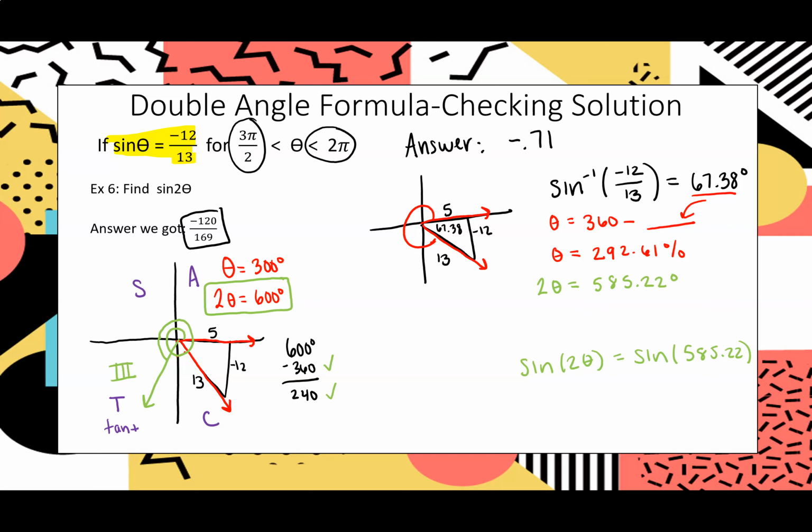Okay, what is that equal to? I put this right here in my calculator, and I get negative 0.71. Now you should notice right here that we are happy because we got a negative 0.71 from doing this fraction, and here we got a negative 0.71 from finding out what 2 theta was and then just plugging it into sine.